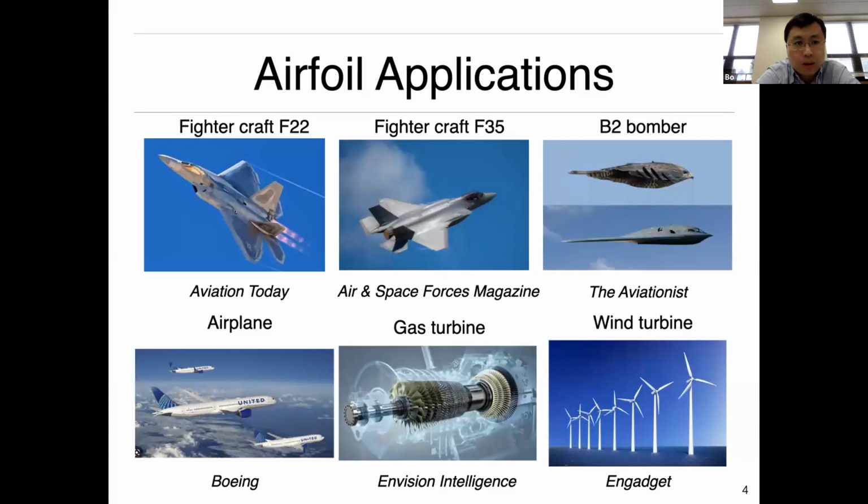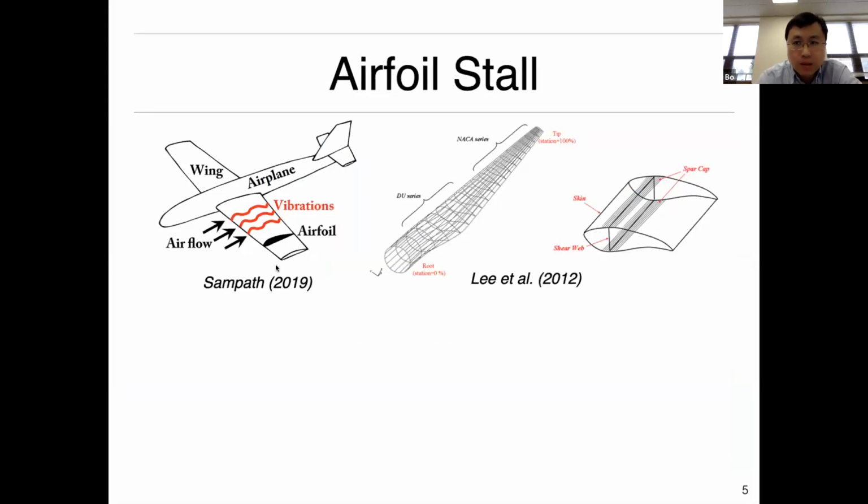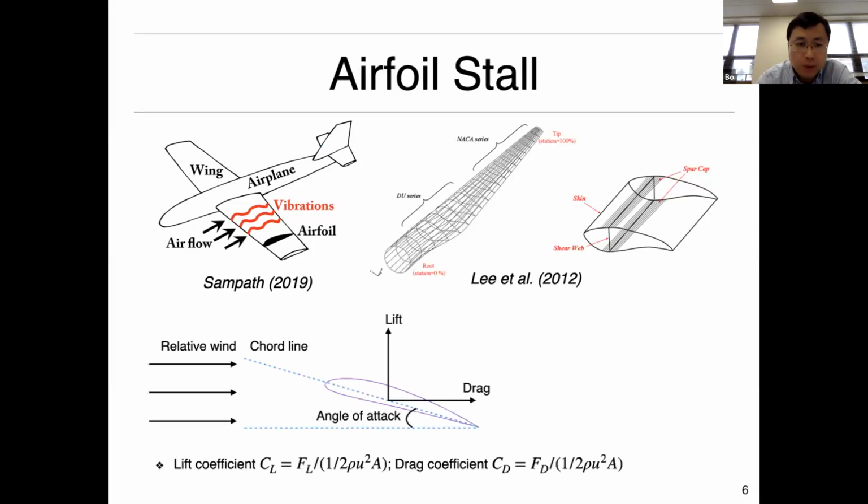The airfoil is a key component for fighter craft, F-22 and F-35, B-2 bomber, Boeing airplanes, gas and wind turbines. The study of the airflows around the airfoil plays a crucial role in designing those components. The cross sections of the airfoil in the airplane and the turbine blade are just the two-dimensional airfoils. The angle of attack is an important concept in airfoil design. It is defined as the angle between the airfoil chord line and the vector along the relative wind flow direction.